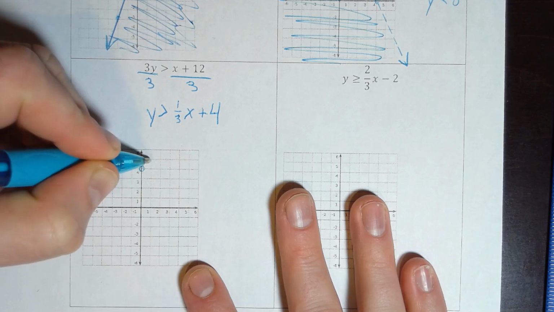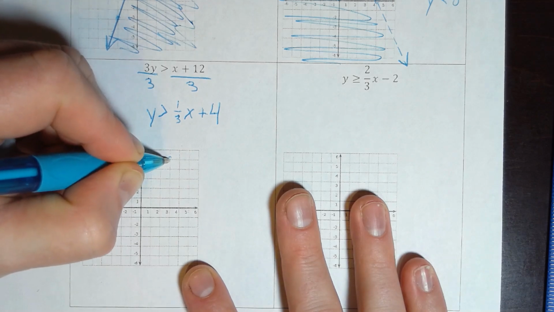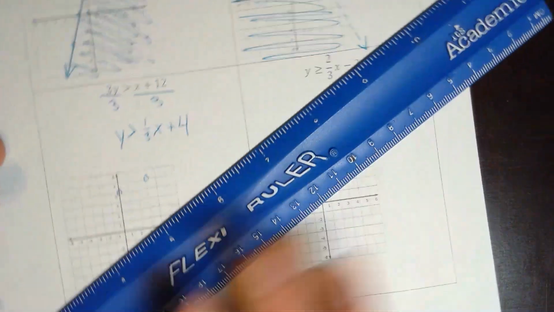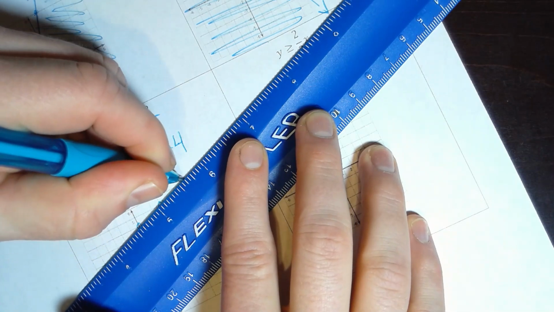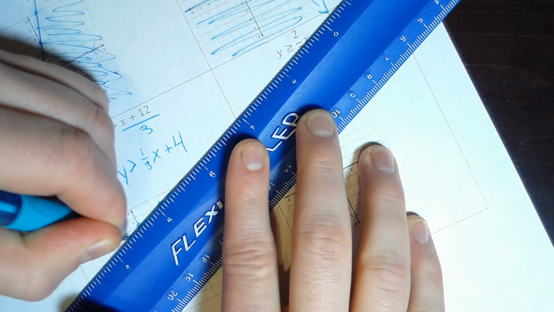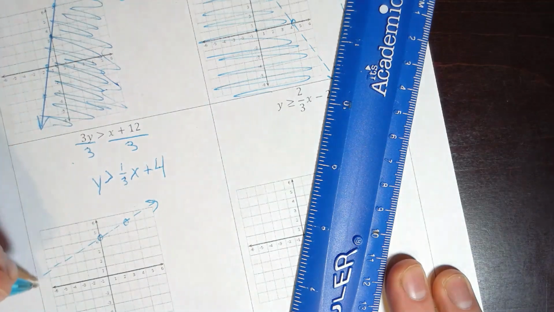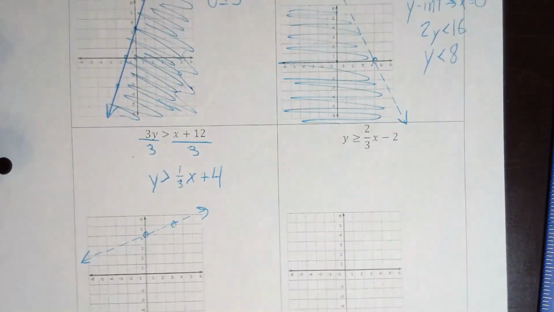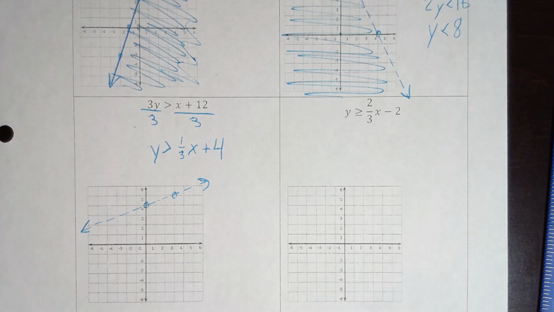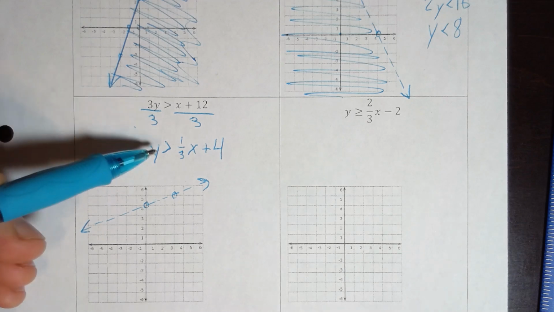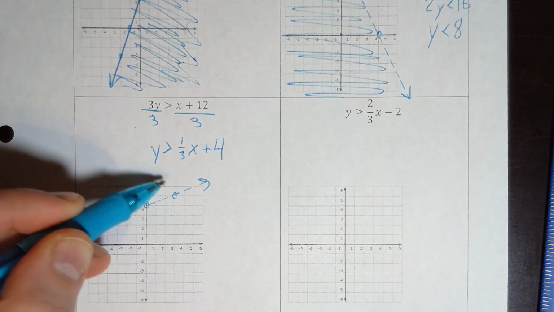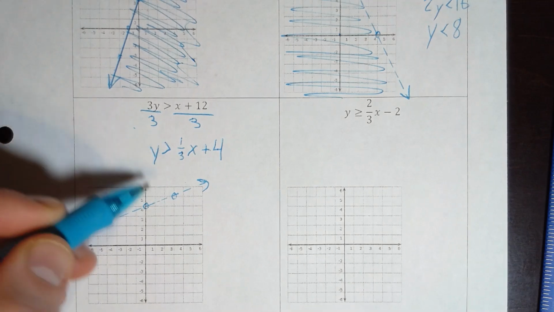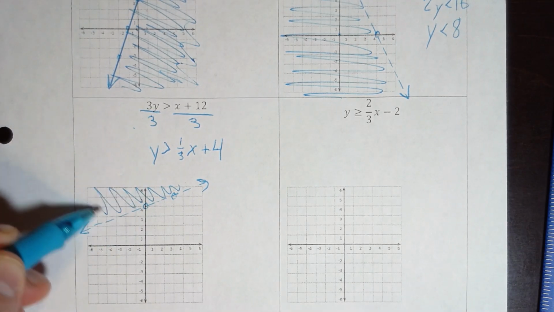And I'm going to go up 1 over 1, 2, 3. And I am going to use my straight edge now. And I have made my boundary line. Now I just need to know what area I need to shade. I see that I've got a greater than statement, which means that it's going to be above the line. The solution needs to be greater than this line that I made.